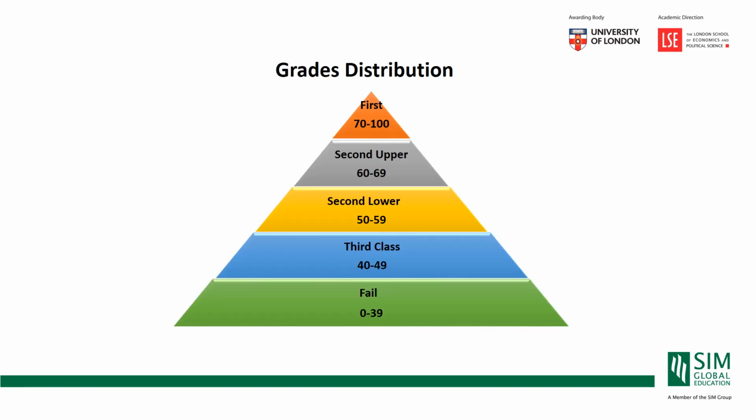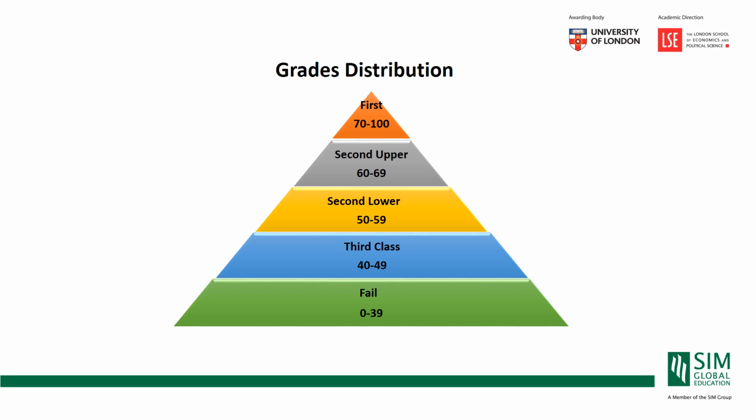This pyramid shows an approximate grade distribution for each of the EMFSS papers. Depending on the nature of the paper, qualitative versus quantitative, on average between 2 to 10% of students will be given first class grades. First class grades require students to score between 70 to 100, basically at least 70 marks.